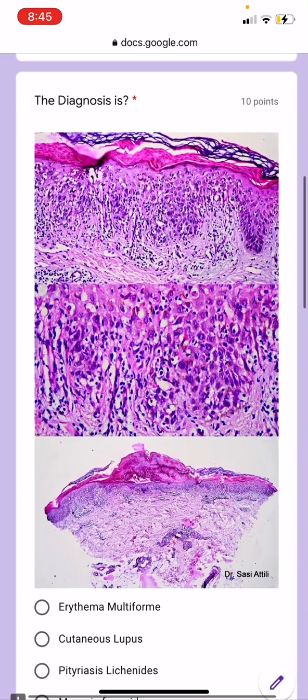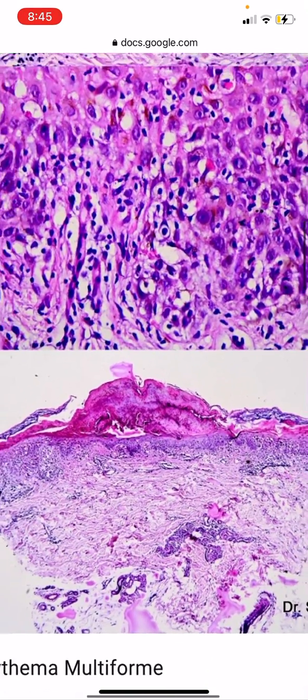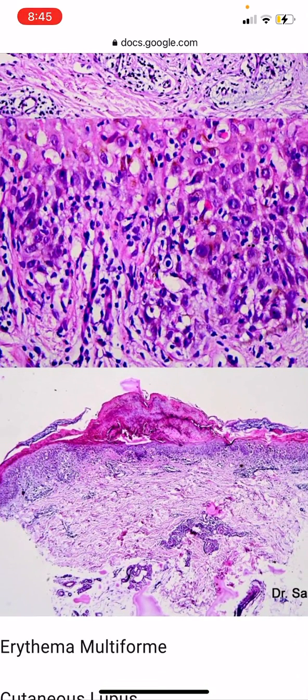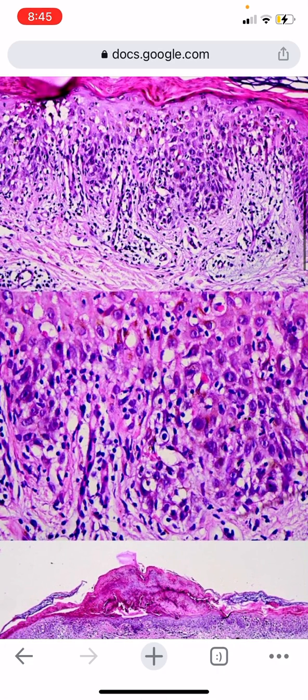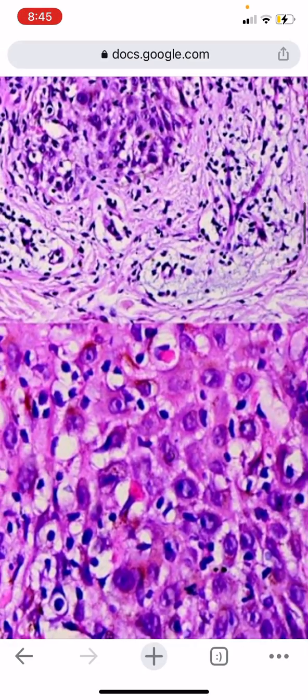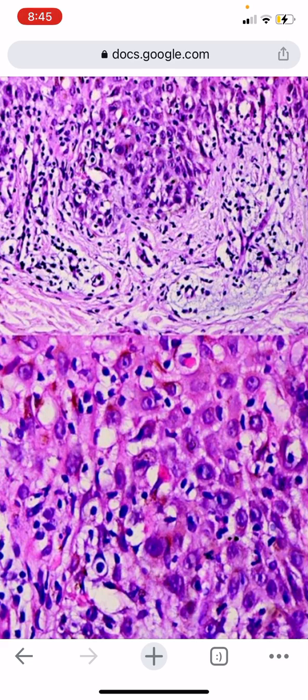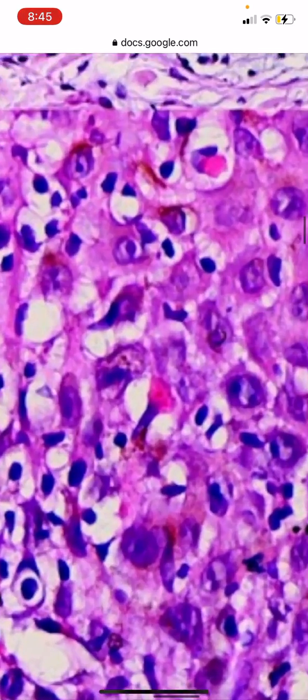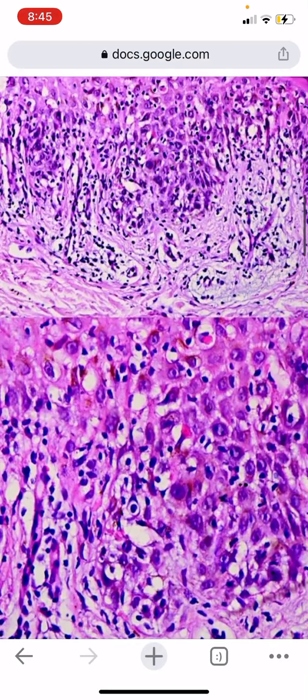If you look at the low power, you're seeing a confluent infiltrate in the papillary dermis. It's a vacuolar interface dermatosis, and you're seeing a lot of colloid bodies here, and you're seeing spongiosis. Can you make out that the epidermal cells are slightly ballooned out, the keratinocytes, and you can see the desmosomes in between the keratinocytes. And you're seeing a lot of lymphocytes going into the epidermis, which is spongiotic.